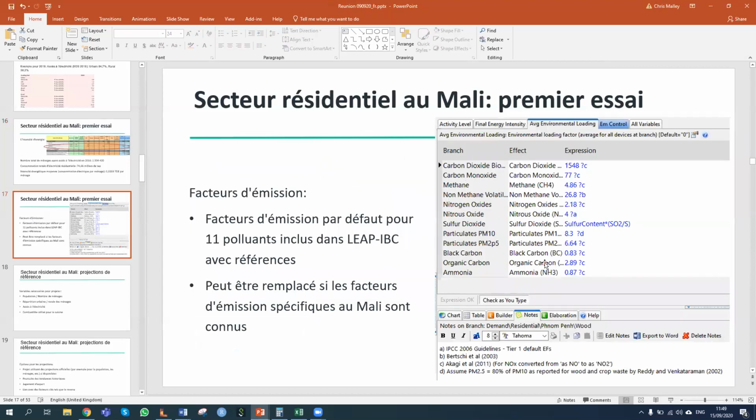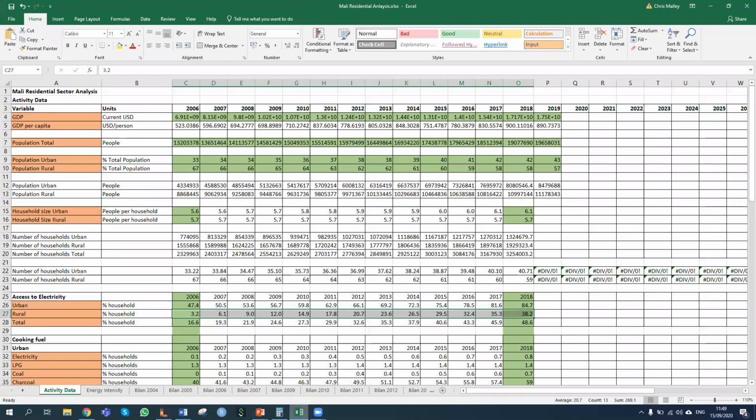Within LEAP, we then have default emission factors taken from the IPCC and taken from other emission inventory guidebooks for greenhouse gases and for air pollution. So these default emission factors have been included in the analysis as well. So now the key question is, how do we get this data into LEAP?